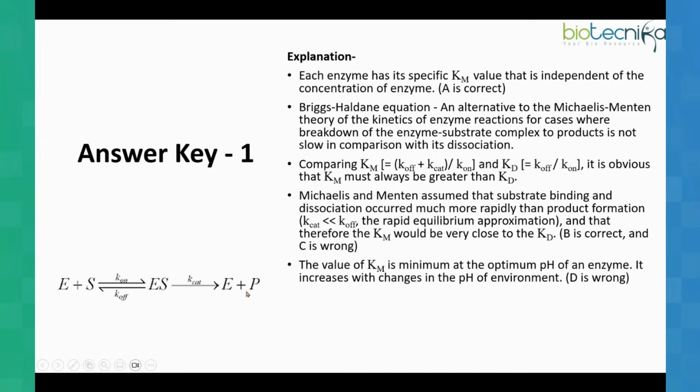Already I have explained that in kinetics you assume that the k on, which I was calling k1, and the k off, which is k minus 1, are much more than k2, which is the k cat. So when you take the Km, which is k off plus k cat divided by k on, you can ignore the k cat factor. In that case, your Km will be equivalent to Kd. But there is another one, which is the Briggs-Haldane equation. According to this equation, they did not take any such assumption.